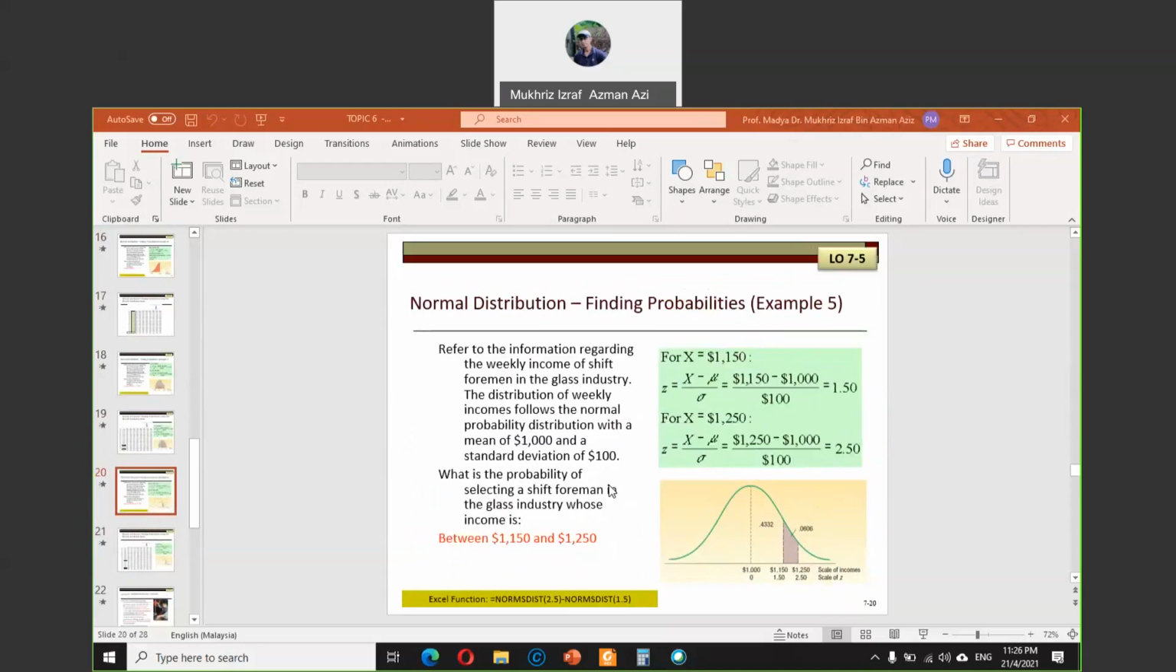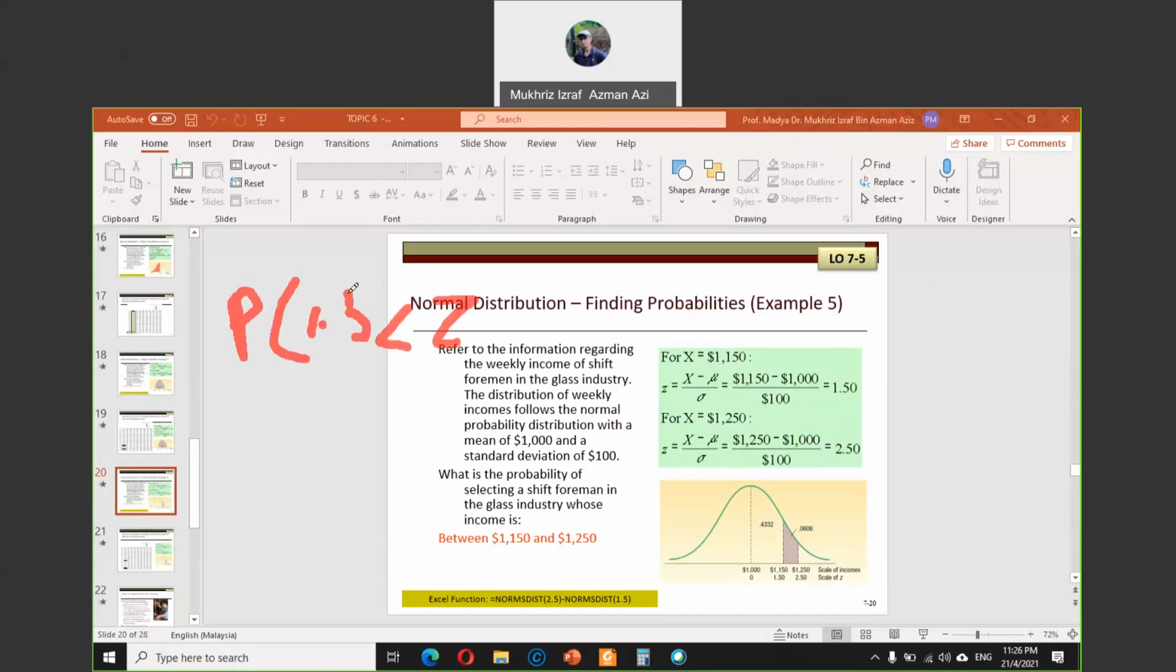Okay, so how about if both are positive? For example, this one, 1150 and 1250. When you convert into Z, you will get both Z values in the positive region. So one Z value is 1.5.